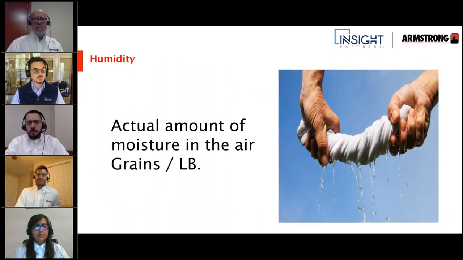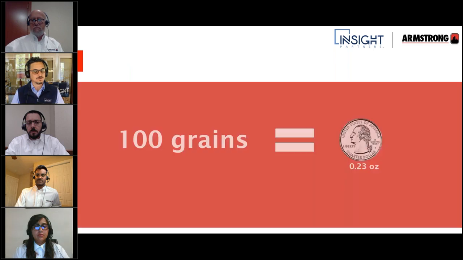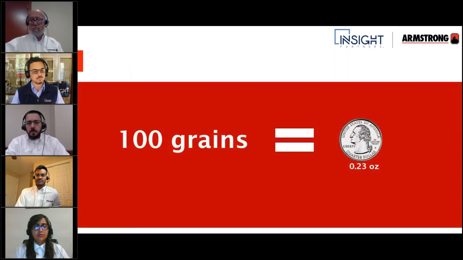Okay, moving along to humidity, which is not to be confused with relative humidity. Humidity is the actual amount of moisture in the air as expressed in grains per pound. So if you took a pound of air and wrung it out like that shirt there, whatever came out of that air volume is the actual amount of moisture in the air. It's not relative to what it can hold, it's just what is there.